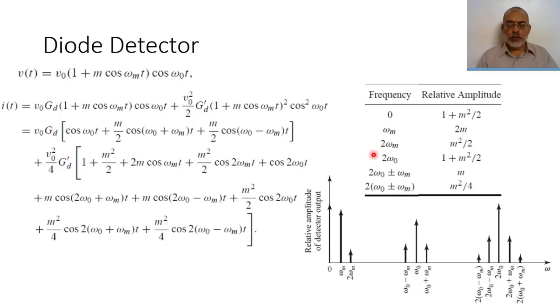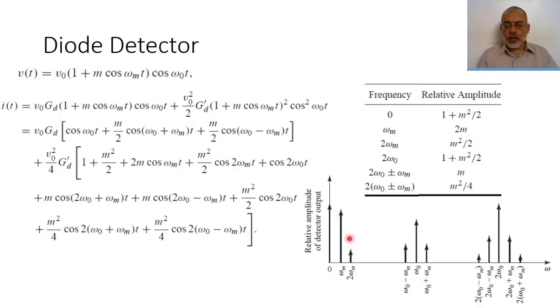And the component operating at twice, the second harmonic of the modulation signal, has an amplitude of m squared over 2, where m is the modulation index. As I said, the value of m is greater than 0 and less than unity, so m squared is much smaller than m. So it is expected that the second harmonic of the modulation frequency will be much less than the first harmonic of the modulation signal.